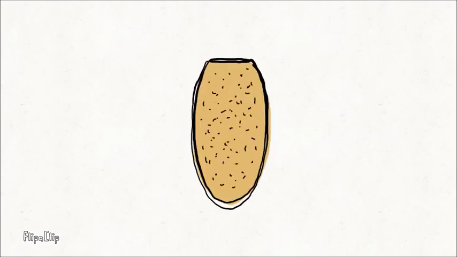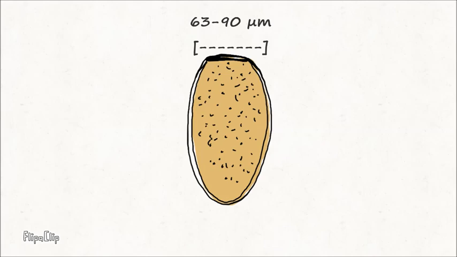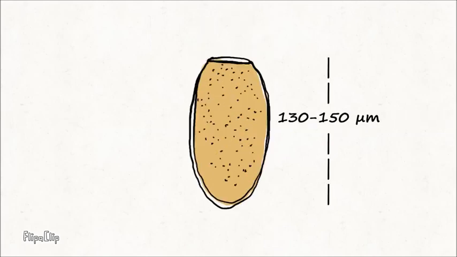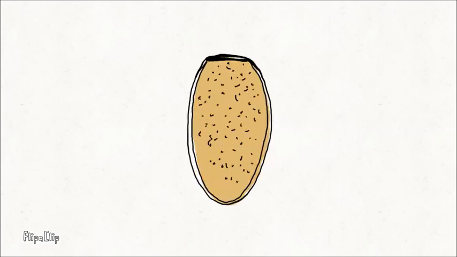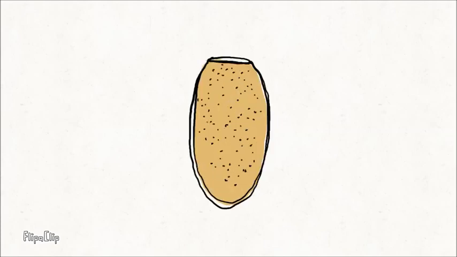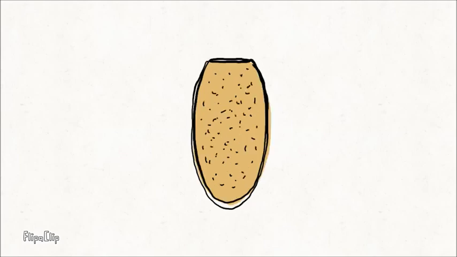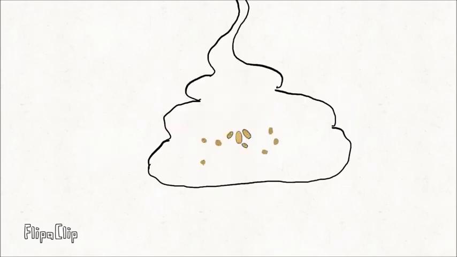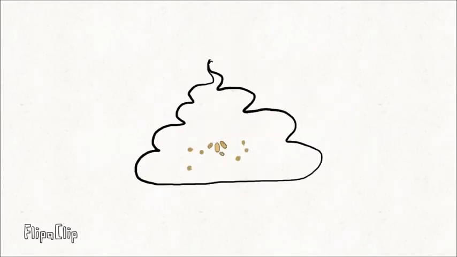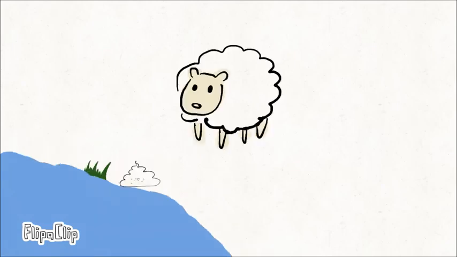The size of an egg is about 63 to 90 micrometers in width and 130 to 150 micrometers in length. It has an oval shape with yellow-brown color and a thin peel. The egg has an open lid on one end called the operculum. This egg can be passed by infected humans or other mammals in their feces.